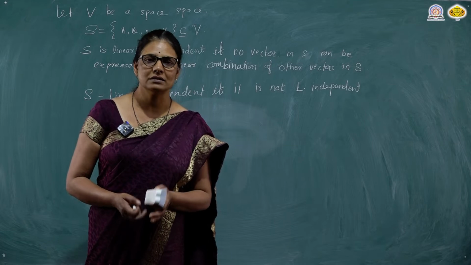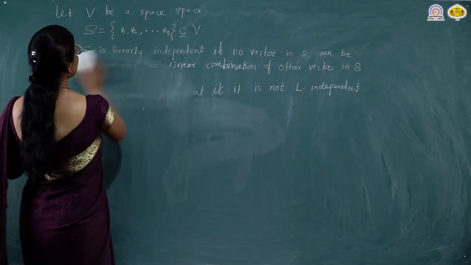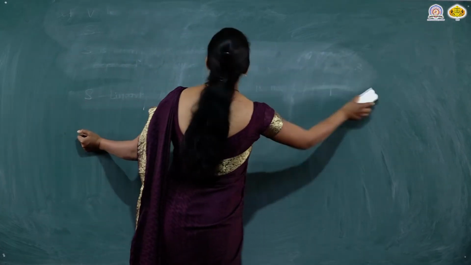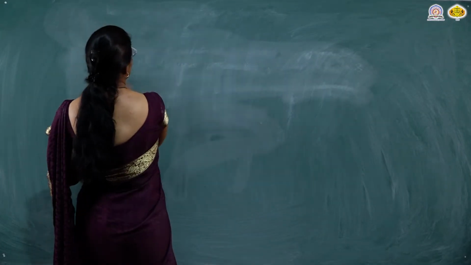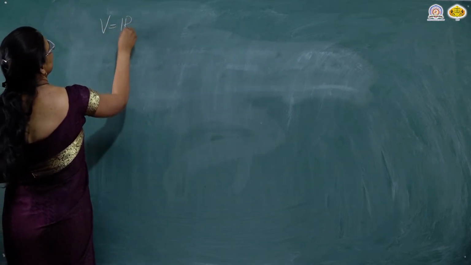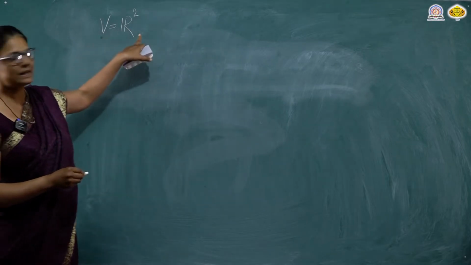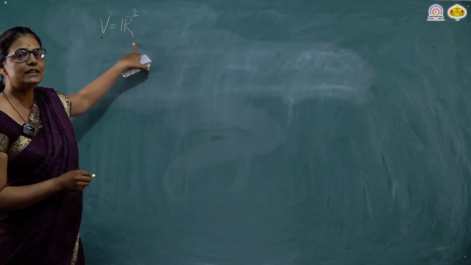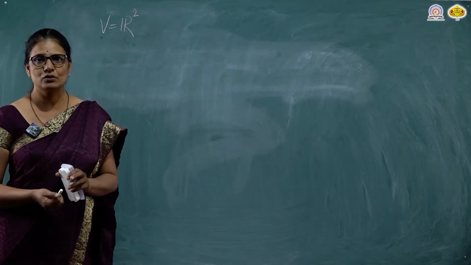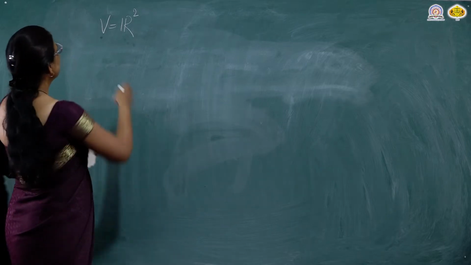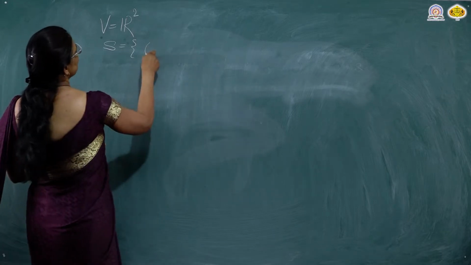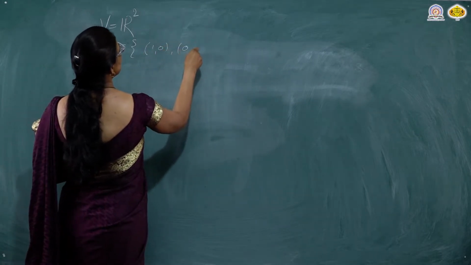Now, let us see some examples related to it. So, now we consider the vector space R2 with the usual addition and multiplication, component-wise addition and component-wise scalar multiplication of elements in R2. So, let S be the set containing the standard unit vectors. First is (1, 0) and next is (0, 1).